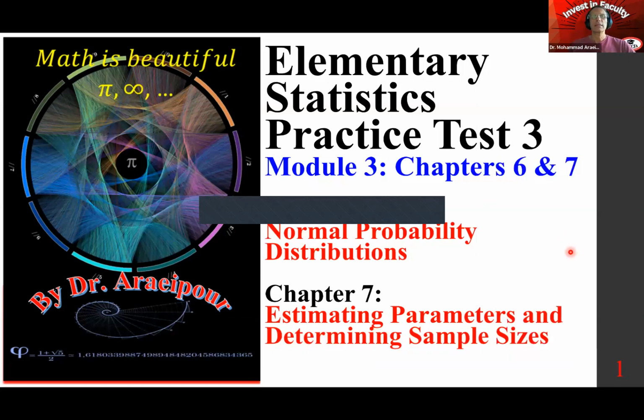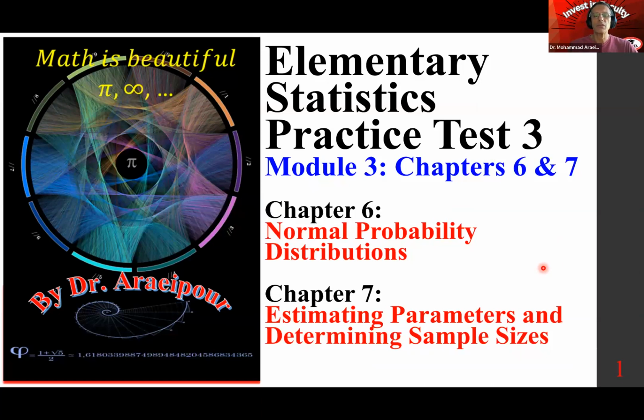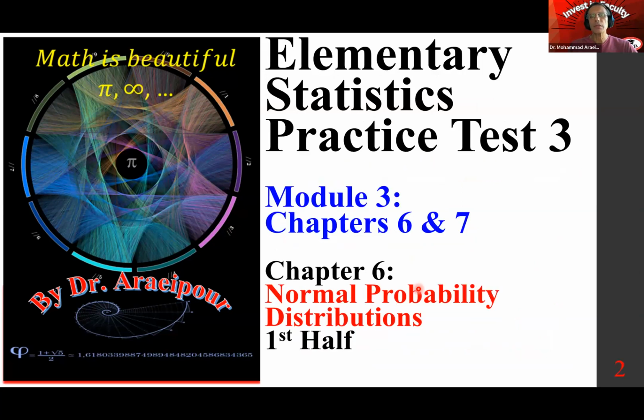Good morning, class. This is practice test number 3, covering chapter 6 and 7. Chapter 6, normal probability distribution. Chapter 7, estimating parameters and determining sample sizes. And here's chapter 6, normal probability distribution. We're going to look at the first half of that.